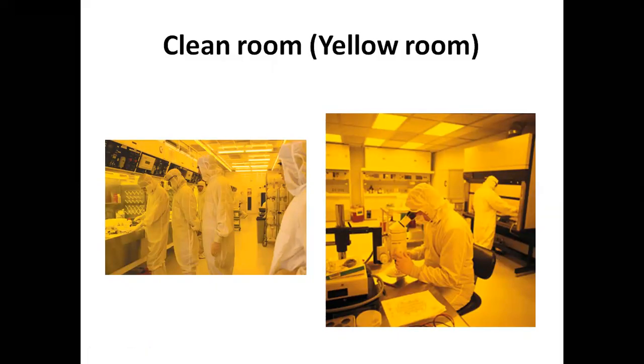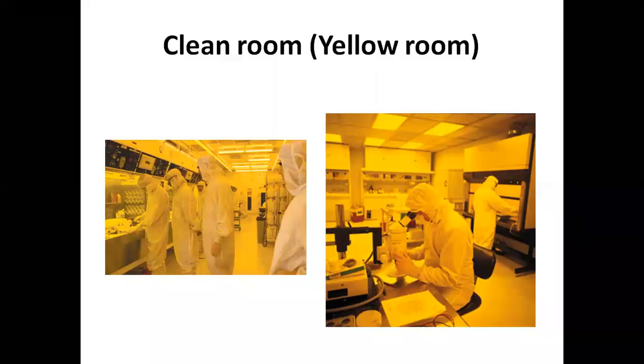The reason is that white light contains ultraviolet radiation. The white light which we normally use inside our room contains ultraviolet radiation. And ultraviolet radiation could harm your fabrication process. Because normally during fabrication we would be using photoresist. Photoresist is highly sensitive to UV light. The ultraviolet radiation would cure the photoresist.